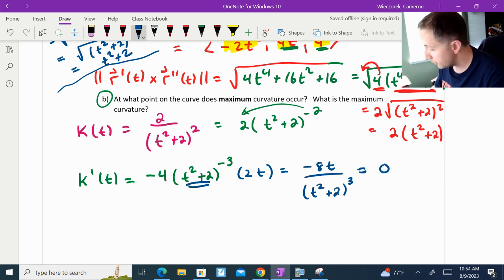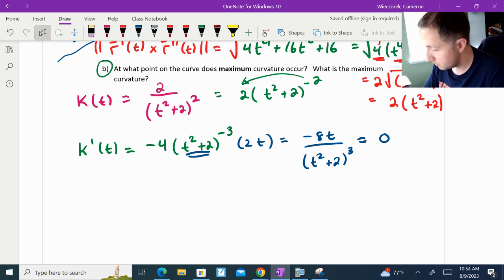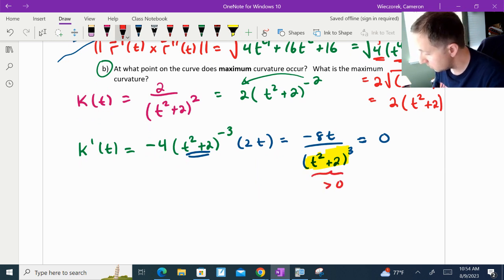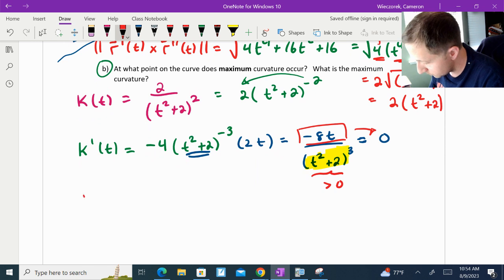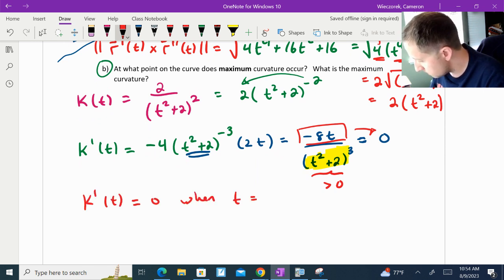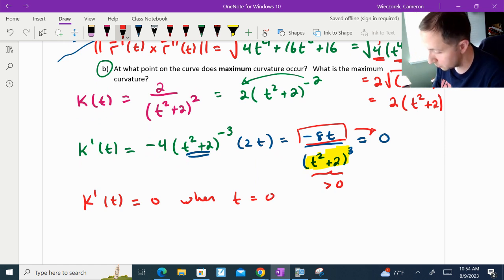Values of the numerator equaling 0 will tell me places where the derivative is 0. Values where the denominator could equal 0 will tell me where the derivative is undefined. Notice that this quantity is always greater than 0, so your denominator will never be 0. So that tells me the derivative is defined everywhere. Values that make the numerator equal 0 would be t equals 0. So k prime of t equals 0 when t equals 0. So that's my critical point. So CP is critical points.